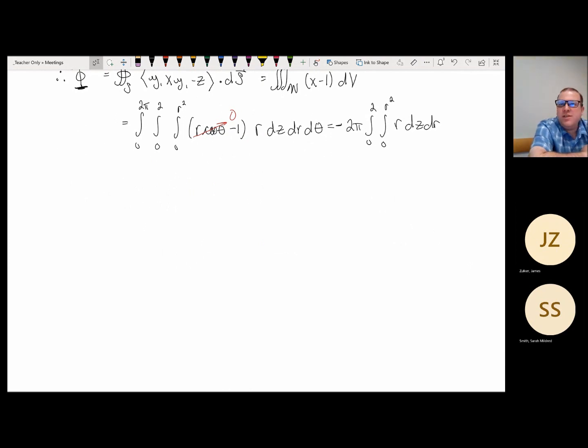We're left with negative r in the integrand. So factor out -1, integrate with respect to theta, which just gives you 2 pi. There's no z, so when you integrate with respect to z, you get r squared minus 0.